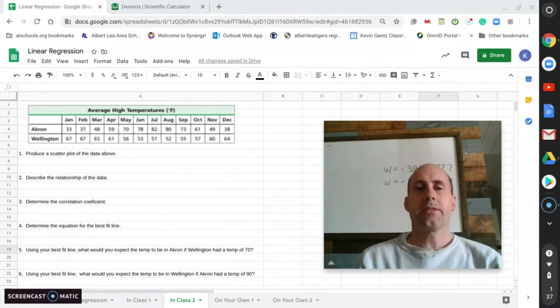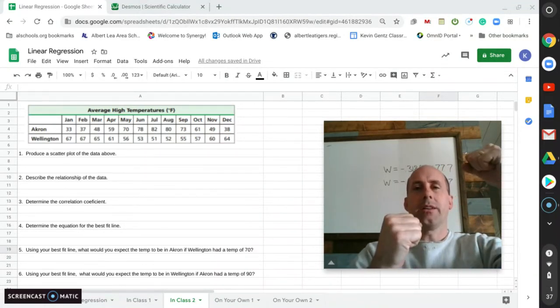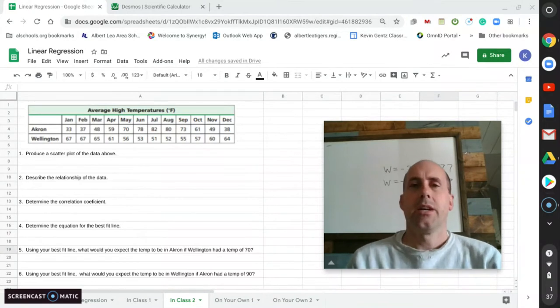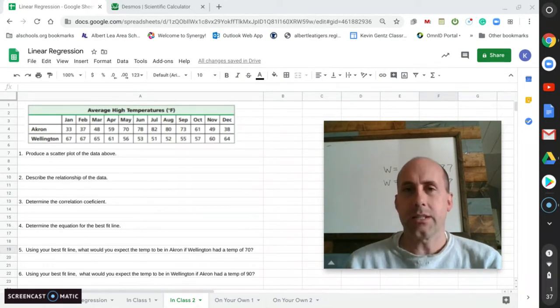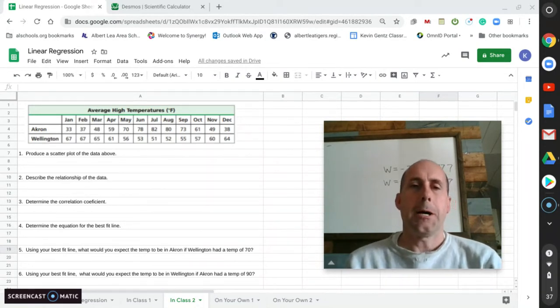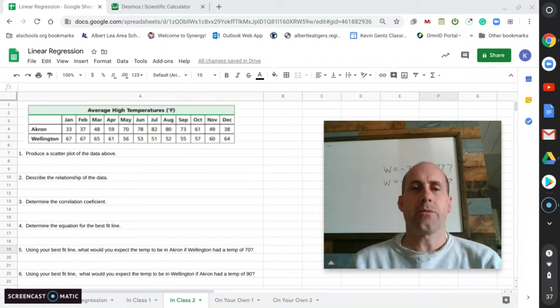And that would make sense because Akron is in Ohio and Wellington is in Australia. So they are on opposite sides of the planet. And so that's going to change in the opposite hemisphere. So that's going to change the ways in which they get the temperatures that they do. So they kind of have different seasons altogether. But we want to be able to have a mathematical reason for describing this relationship. And so we're going to need to produce a scatter plot.